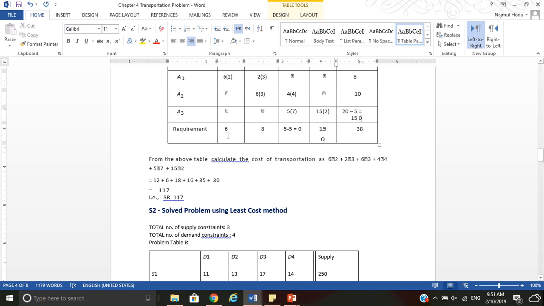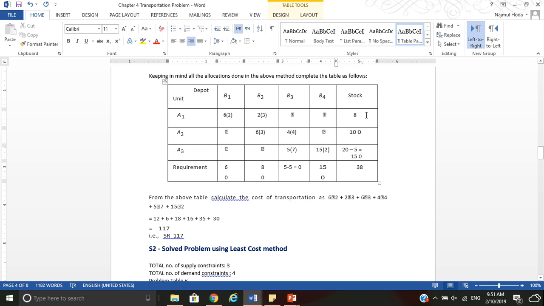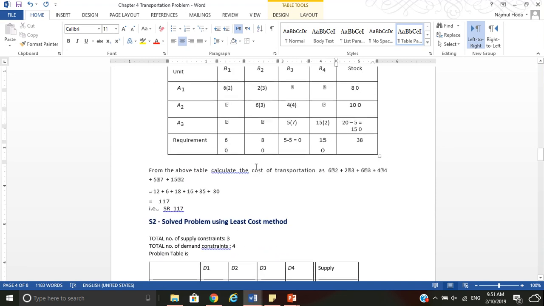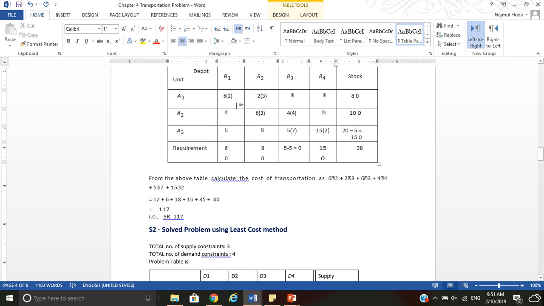When all the cells are already 0, all supply and demand are 0. We will say that the problem is solved. Now the last point is to just calculate the cost of transportation.